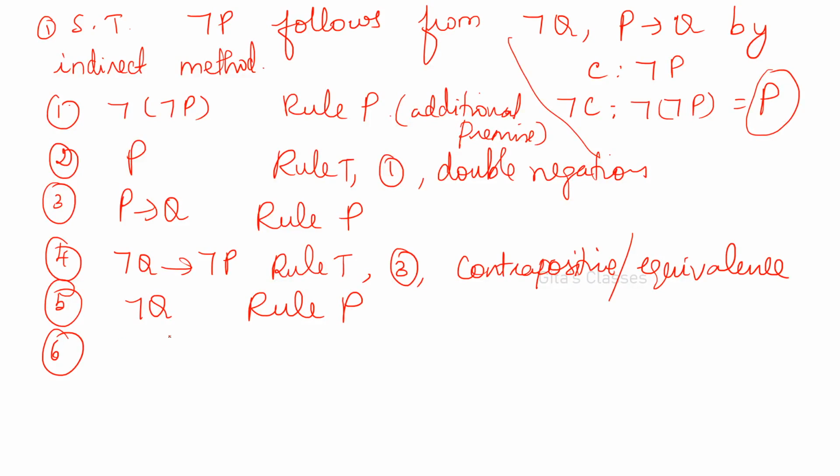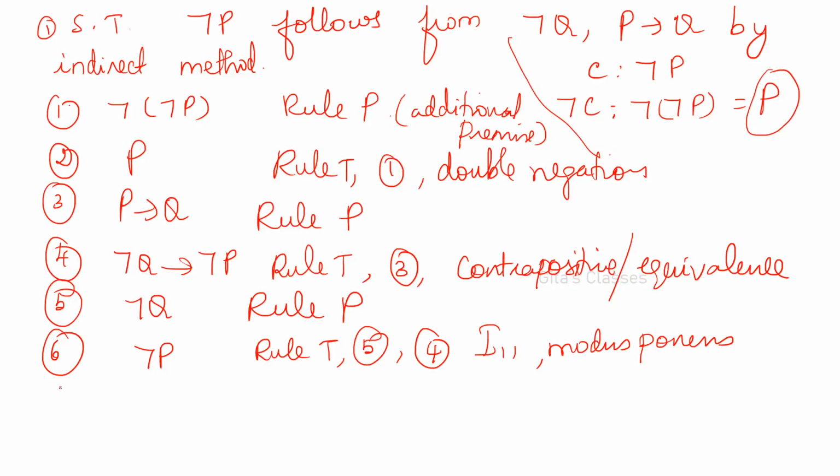Then sixth one. From not Q, comma not Q conditional not P, implies not P. That is rule T as a formula. So 5 comma 4, I11, modus ponens. Okay. Then seventh one. Now I have P and not P. So I can write P comma Q implies P and Q. So P and not P, this is rule T. From step number 2 comma 6, I9. I9 is conjunction. So 2 comma 6, I9.